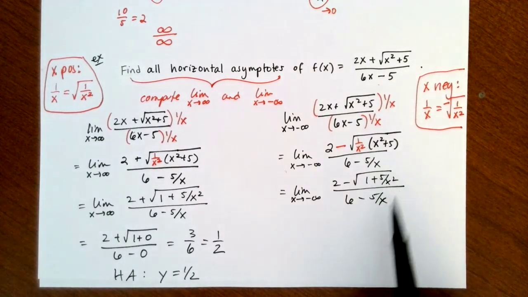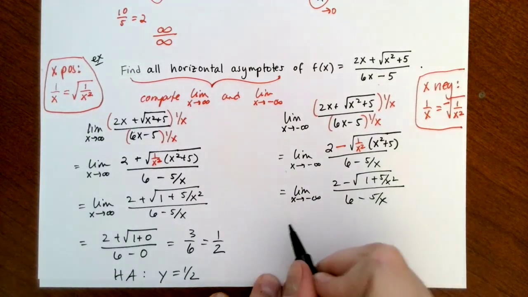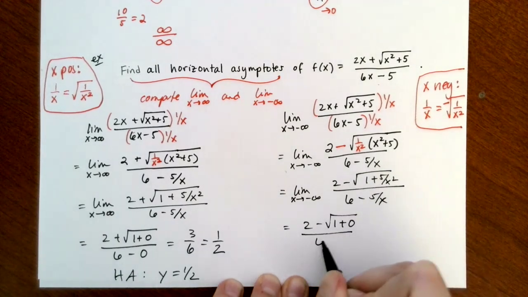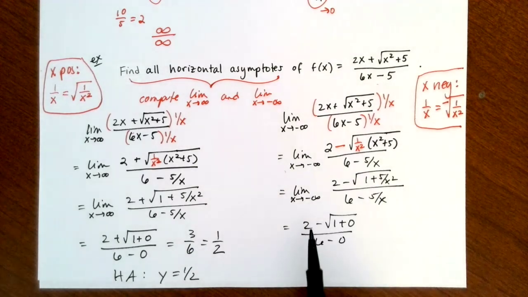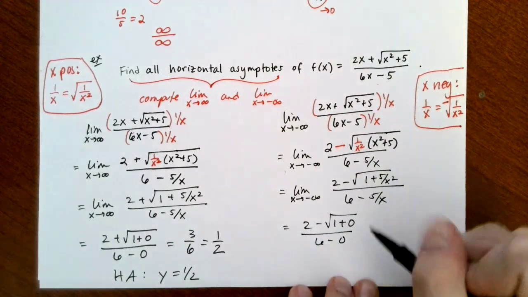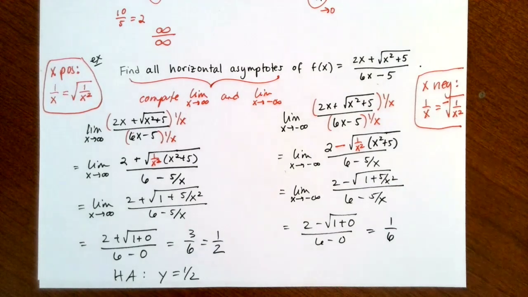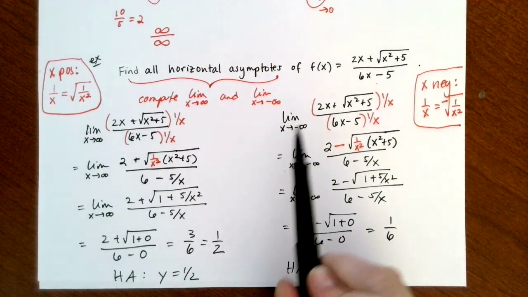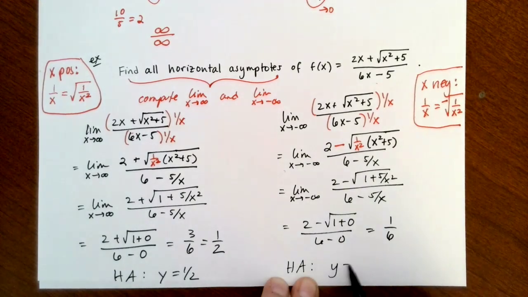And then I still have these same two pieces go to 0, but this computes differently now because of that subtraction. So on the top, we have 2 minus 1, and on the bottom, it's 6. So on the left side of the graph, as x approaches negative infinity, I have a horizontal asymptote of 1/6.